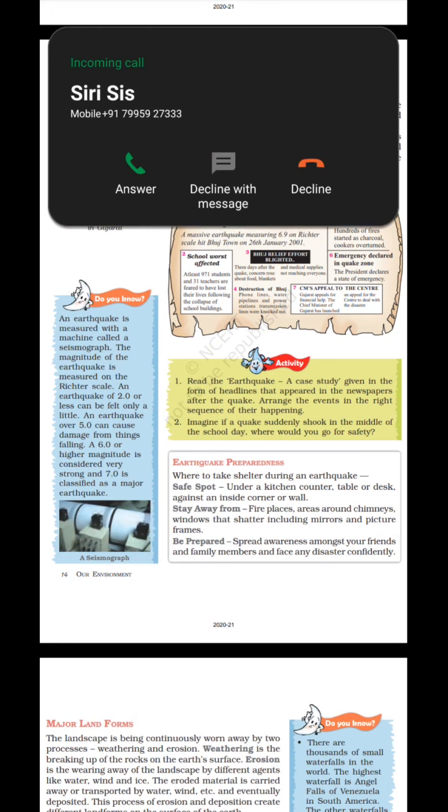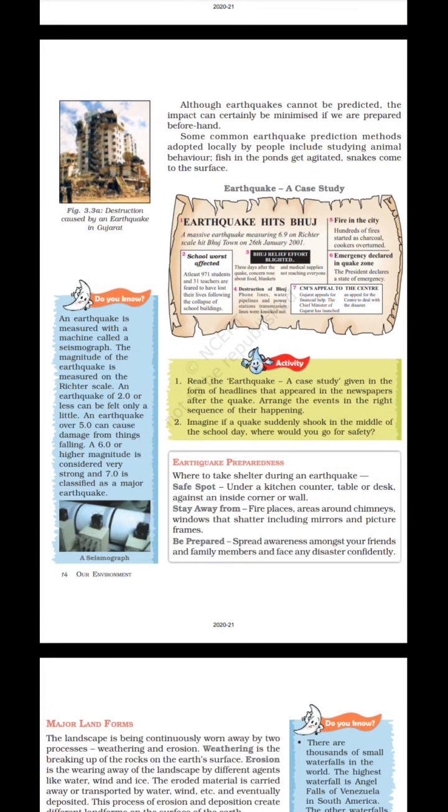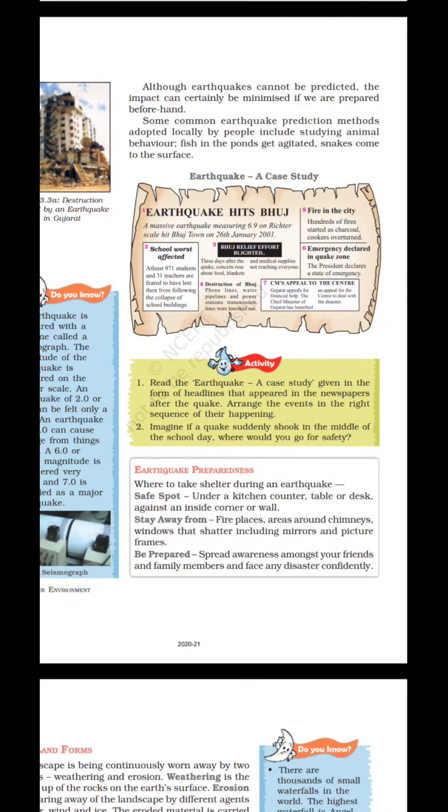Earthquake preparedness. Where to take shelter during an earthquake? Find a safe spot under a kitchen counter, table or desk, or against an inside corner or wall. Stay away from fireplaces, areas around chimneys, and windows, including mirrors and picture frames. Be prepared. Spread awareness amongst your friends and family members and face any disaster confidently.